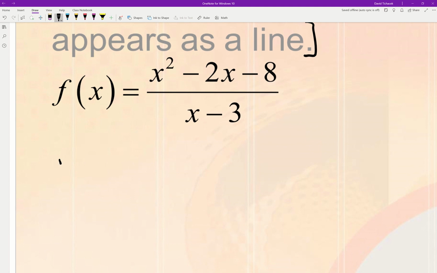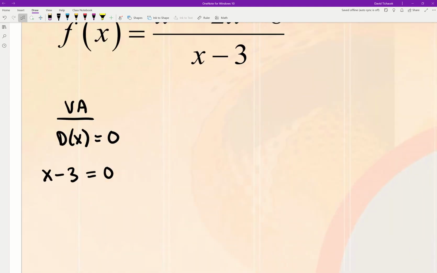Well, to find vertical asymptotes, that hasn't changed. We're still going to go ahead and take our denominator and set it equal to 0. And here it's nice and easy. It's a linear, so x minus 3 is equal to 0. Add 3 to both sides, and you're going to get x is equal to 3. That represents your vertical asymptote, okay?